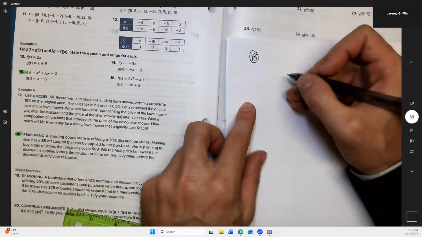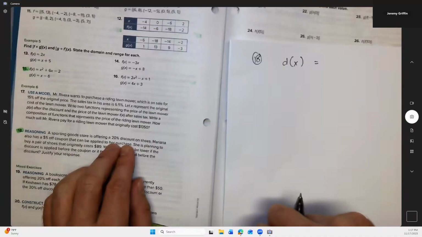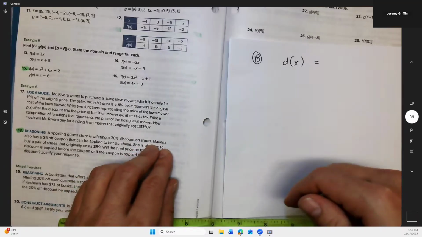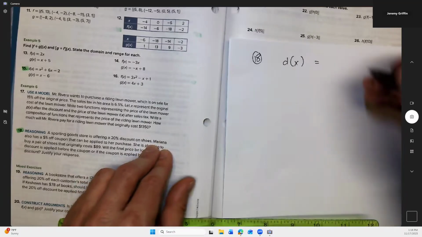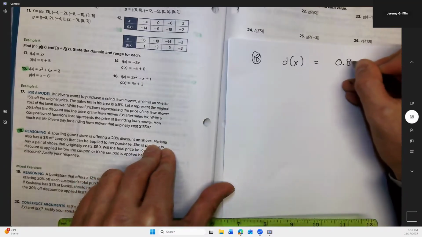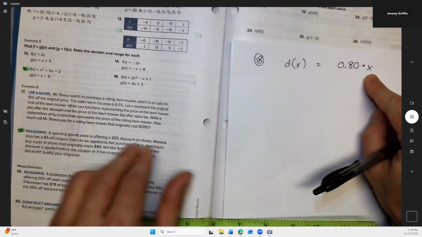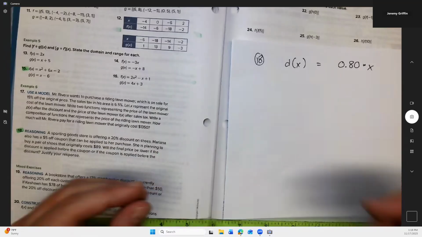So I'm going to define discount as a function of x. Now it says 20% off. So you as the consumer, put yourself in Mariana's shoes, maybe her old shoes, she's saying, I get to pay 80% of the listed price. Because 20% off, that means you pay 80%. So that's where that comes from. Okay, so you have to figure that out.